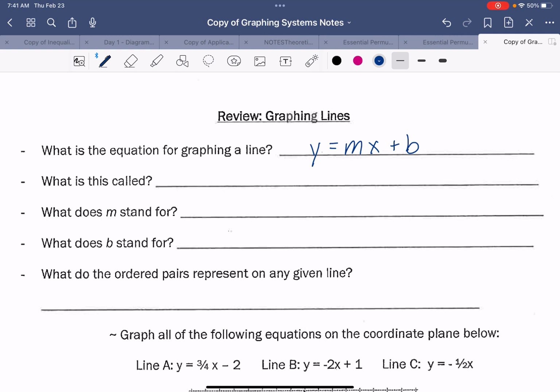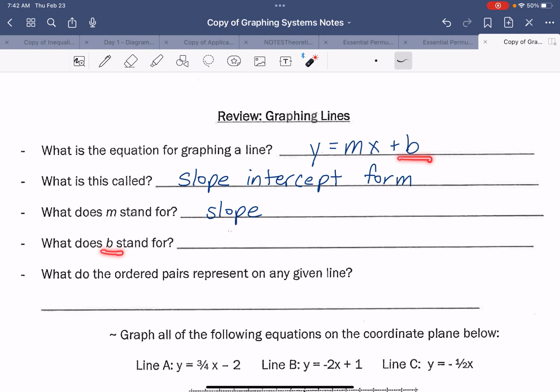So what is this called? This is called slope intercept form. I'm not so concerned about you knowing this form name, just knowing that there is a name for it, slope intercept form. So y equals mx plus b. Well, what does that m right here stand for? The m stands for the slope, okay? And the b right here stands for your y intercept.